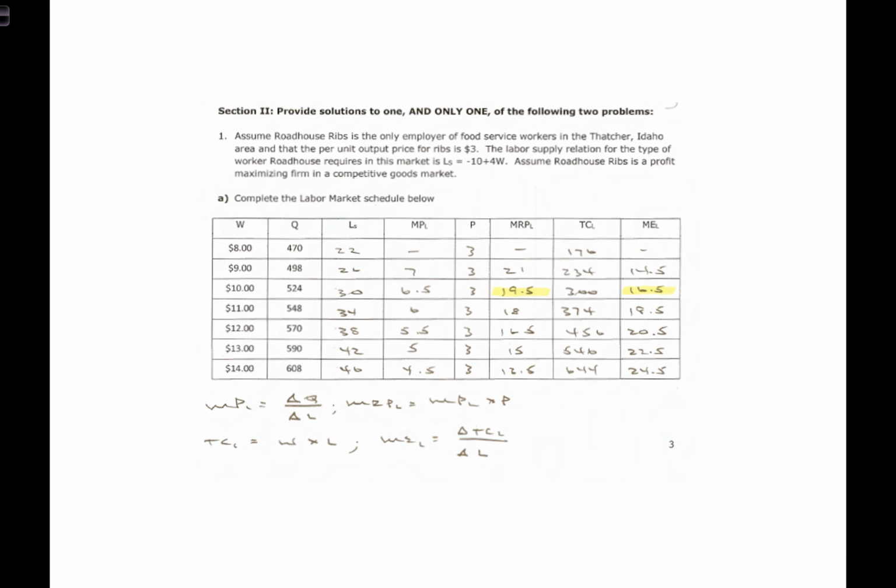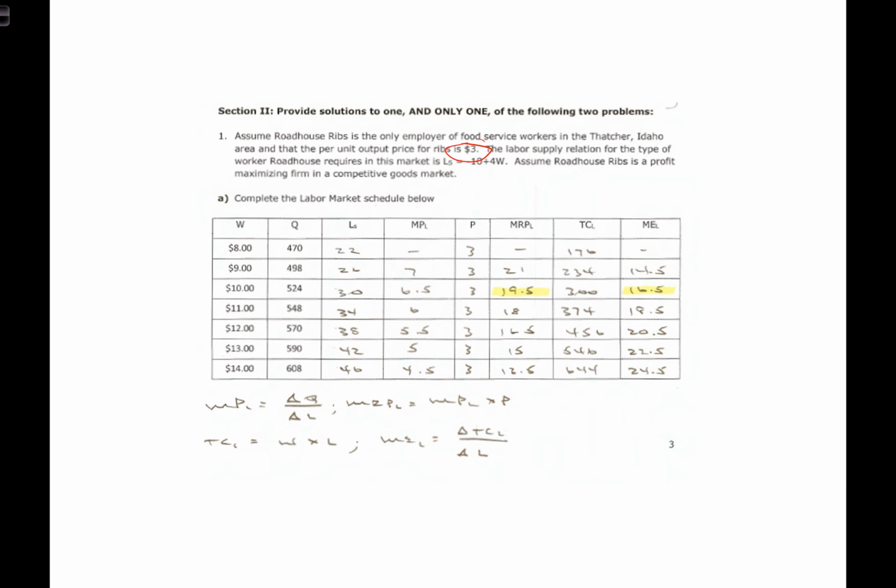We're told that the output price for ribs is $3, so $3 per whatever unit of rib. The labor supply relation for this worker type is labor supply equals -10 plus 4W. And we're given the assumption that Roadhouse Ribs is a profit maximizing firm in a competitive goods market. Not a competitive labor market, because we've already seen this is probably not a competitive labor market, but it's a competitive goods market. And when you have a competitive goods market, the firm doesn't control or change prices of the good that they produce. So we're told that it's $3 and it's going to remain $3.